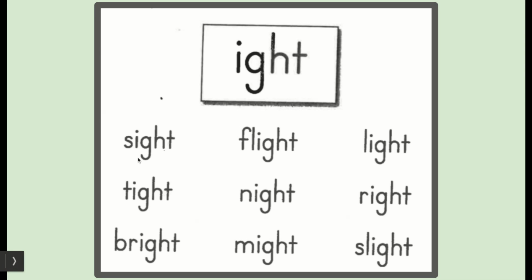Now let's go back and spell each word. Ready? Sight, S-I-G-H-T, sight. Flight, F-L-I-G-H-T, flight. Light, L-I-G-H-T, light. Tight, T-I-G-H-T, tight. Night, N-I-G-H-T, night. Right, R-I-G-H-T, right. Bright, B-R-I-G-H-T, bright. Might, M-I-G-H-T, might. Slight, S-L-I-G-H-T, slight.